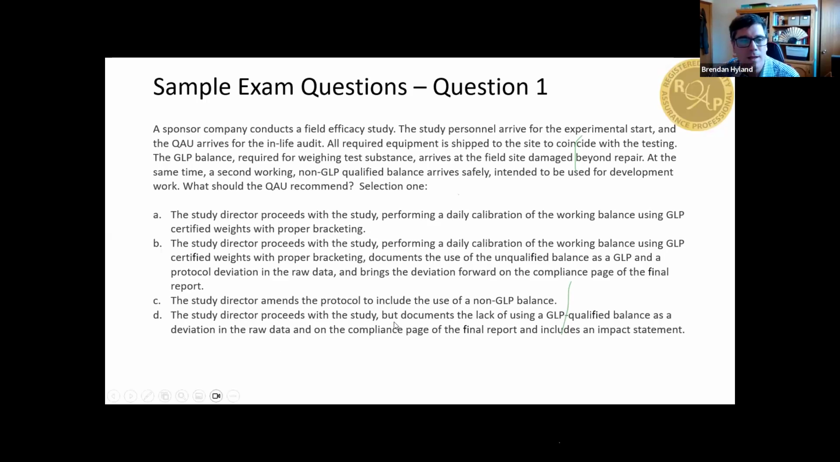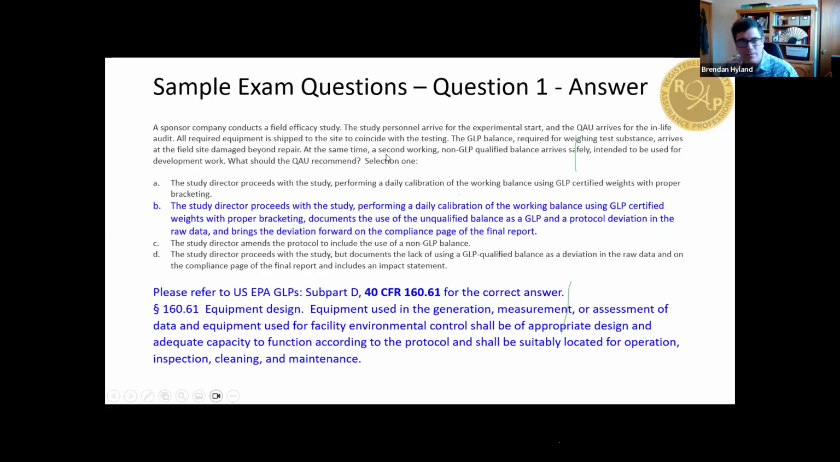And D, the study director proceeds with the study, but documents the lack of using a GLP qualified balance as a deviation in the raw data and on the compliance page of the final report, and includes an impact statement. So here's the answer. The answer given is B. So why is that?